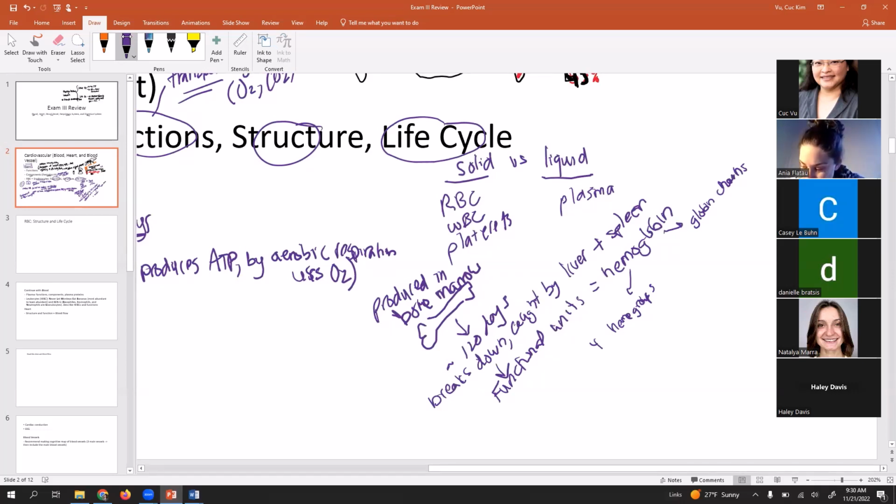And proteins are made up of what? Amino acids. Yes, ma'am. So the globin chains will be broken down to proteins, because that's what the globin chains are. And then the proteins will be broken down to amino acids. And then the amino acids are reused in your body. The 4 heme groups look like a pinwheel almost.